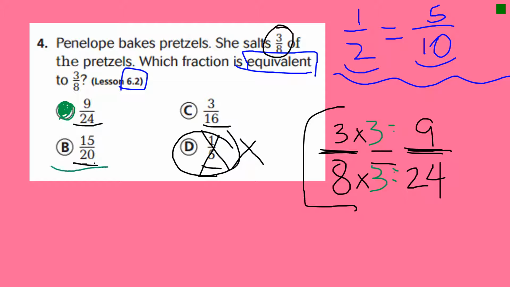Let's just check the others, though. B is 15/20. Now, we would have to multiply by 5 to get 15. 3 times 5 is 15, but 8 times 5 is not 20. Okay, so no, B. And then for C, what have they done here? They only changed the denominator. They didn't change the numerator. So that's not how equivalent fractions work. Beautiful. All right.